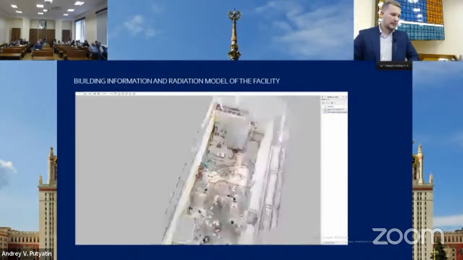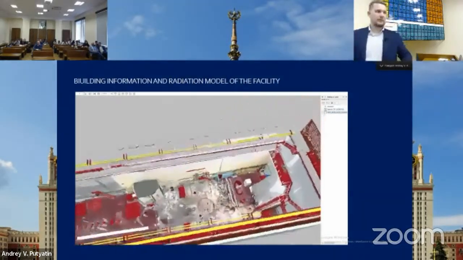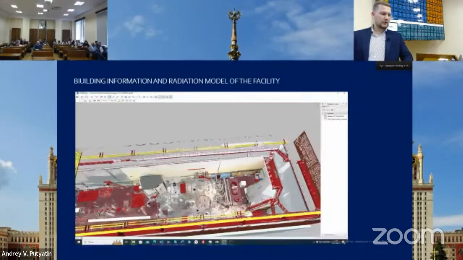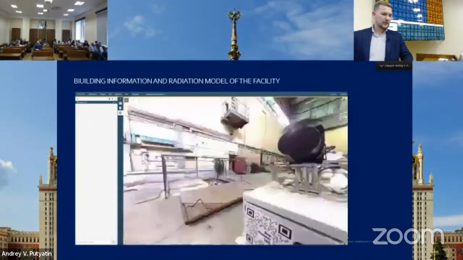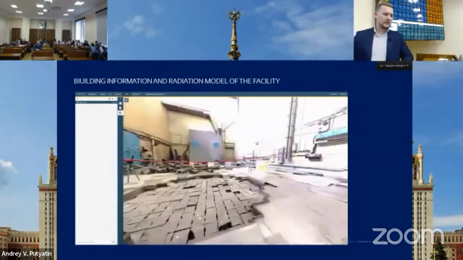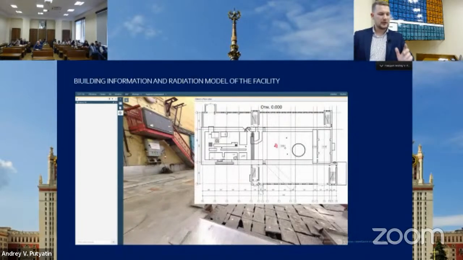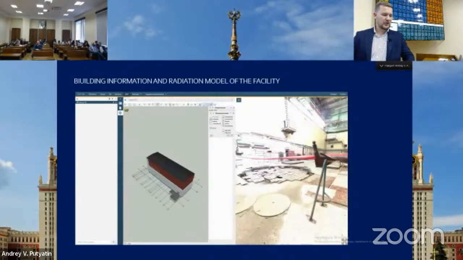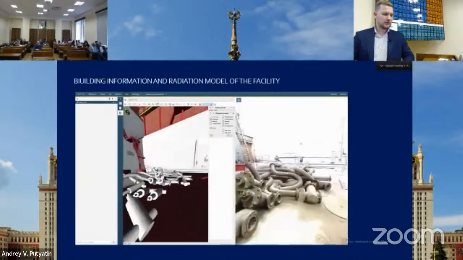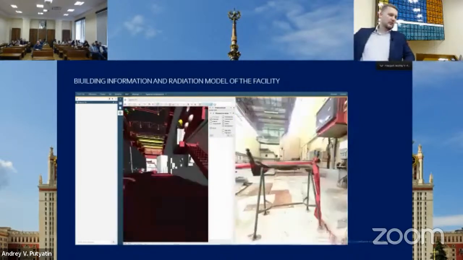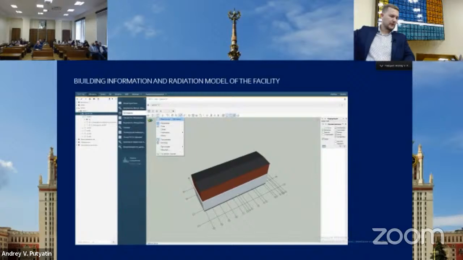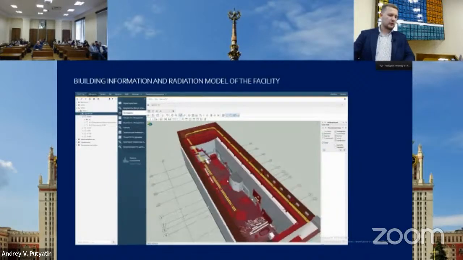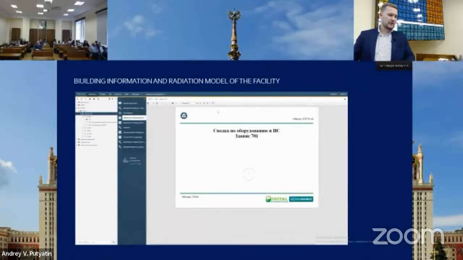Here is a combined model, a joint model of the building information model and radiation model of the facility. So here you can use all the layers of the facility, like spherical panoramas, point clouds. You can switch from one point to another to see the photo panoramas, which are synchronized to the BIM model. So then in the BIM model, you can choose any of the elements you need and check its attributes.